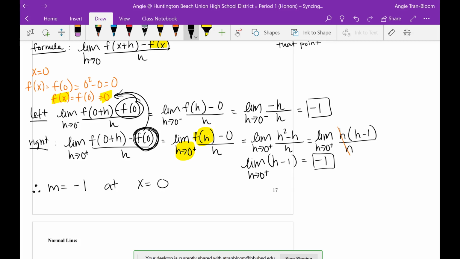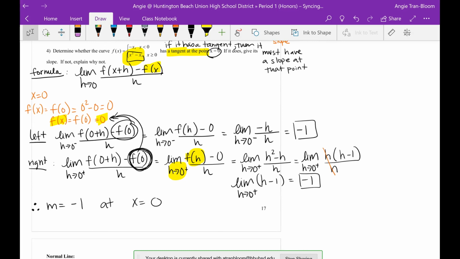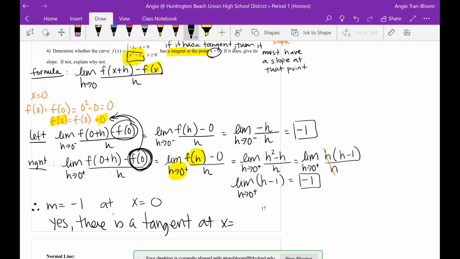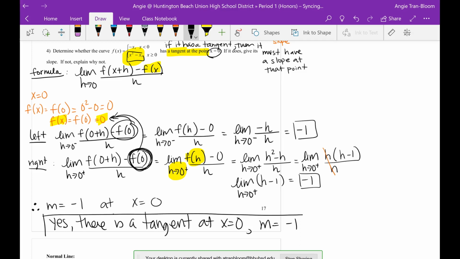Because I have a slope, we need to go back and answer our question. Determine whether the curve has a tangent. Yes, it does, okay? If it does, give a slope. We already have a slope. So, yes, there is a tangent at x equals 0. And it said if it does, give me the slope. Slope is -1. Okay, so again, just to recap, for you to have a tangent, there has to exist a slope, okay? So we found left and right limits, and they are exactly the same. That means the slope is -1.